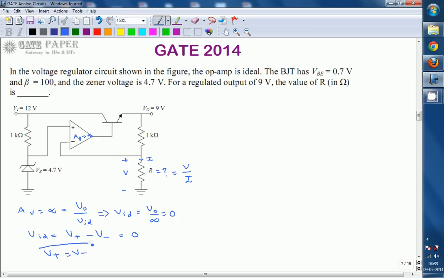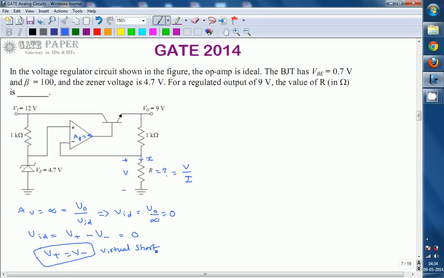This is called the virtual short concept. It is a very important concept. It exists only when the op amp is ideal and AV is equal to infinity. Whenever voltage gain is infinite, there is a virtual short between the operational amplifier input terminals. That is, both the input terminals are at the same voltage. So if one of the terminals is at some voltage, the other terminal will be at the same voltage.